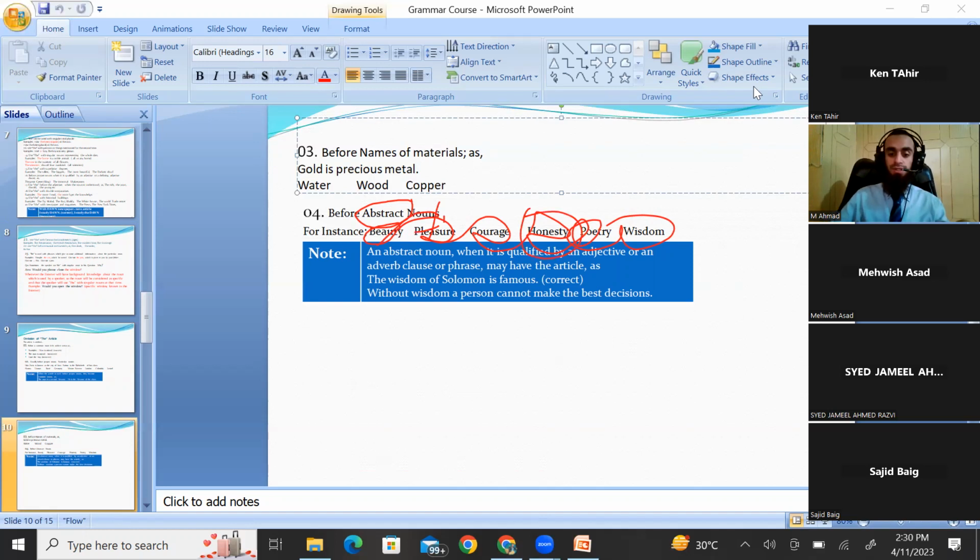This is the honesty. Incorrect. Okay, so before abstract nouns, we do not use "the", right? An abstract noun. And that one form we discussed earlier in the uses, that in the degrees of adjective, when we compare more than two things, अगर तीन चीजों या दो से ज्यादा चीजों को compare किया जाए, then at that moment we are going to use "the" before that.